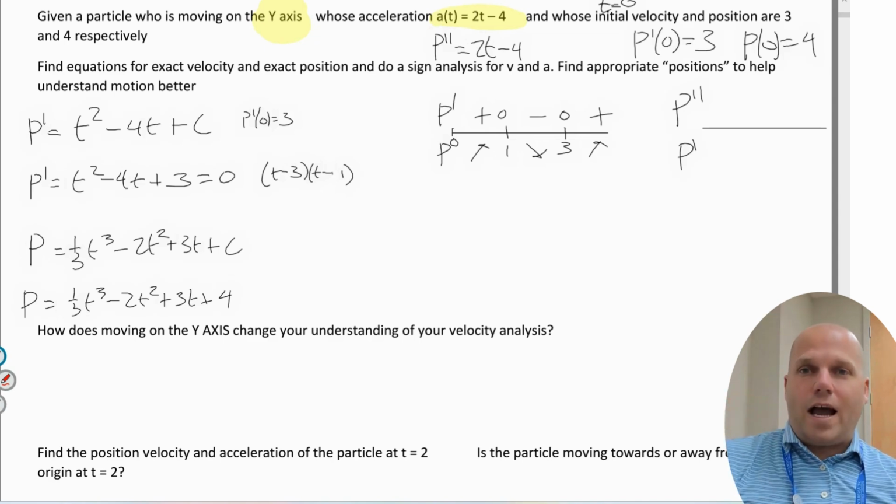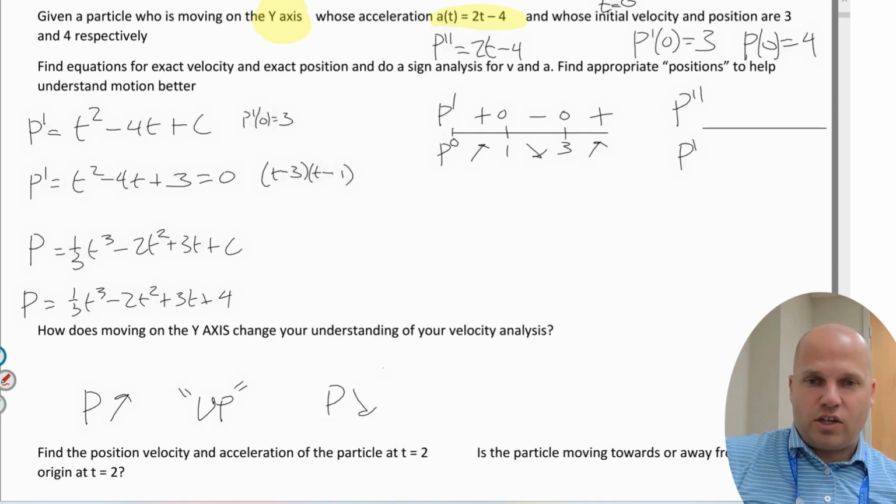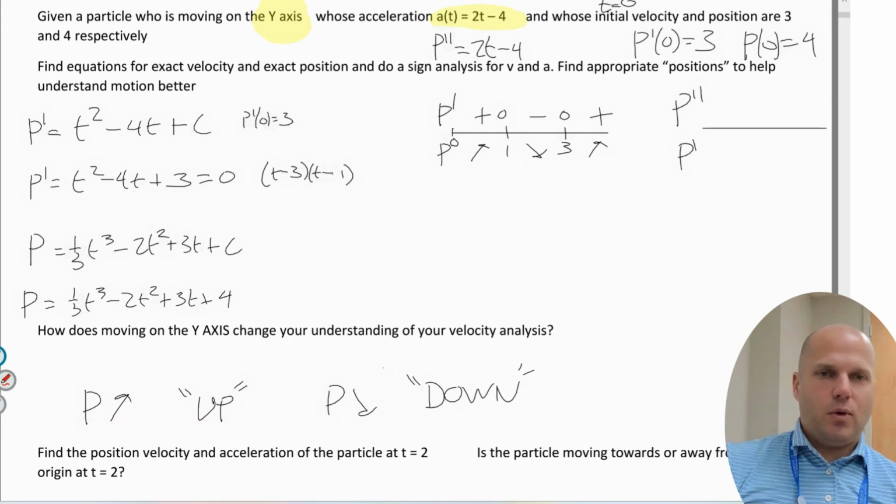Increasing our position on the y-axis. That means if my position is increasing, I am moving up. If my position is decreasing, I am moving down. This is not right or left anymore. Cool. P double prime set equal to 0, which is the first thing I gave.